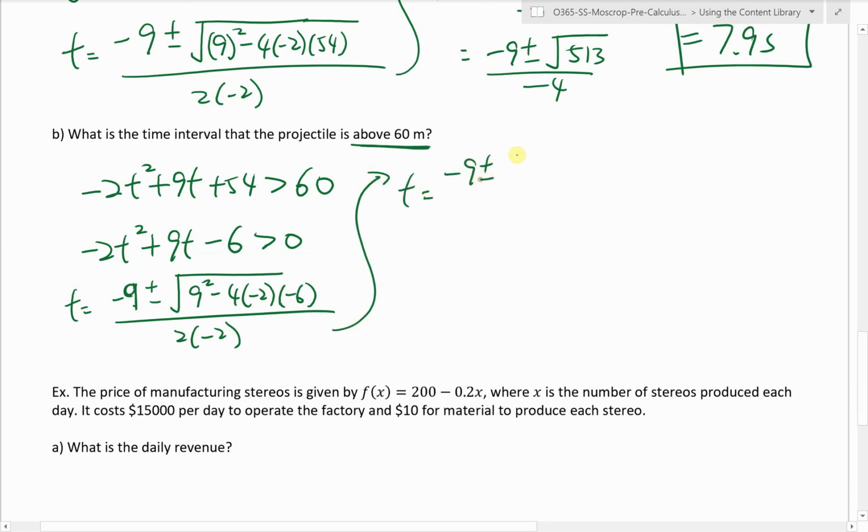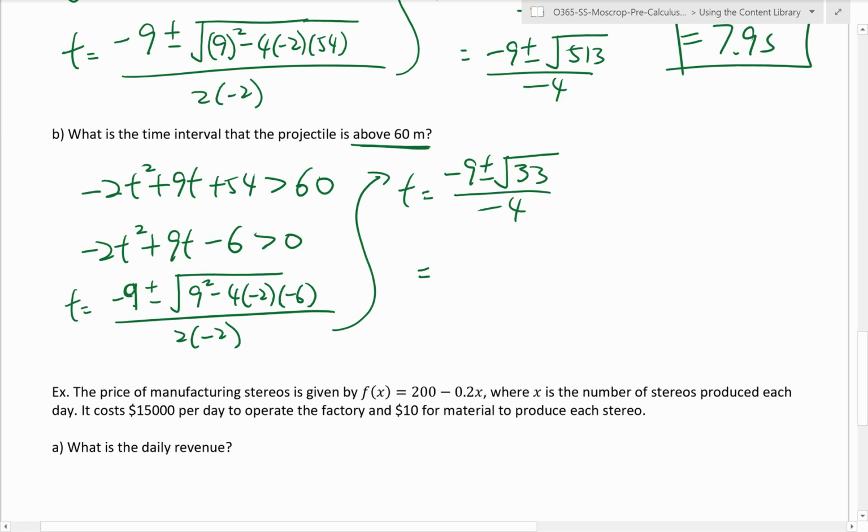Okay, I'm going to skip some steps. That's -9 plus minus the square root of 81. Actually, I'm not skipping any steps. 81 minus 48. Minus 48 is 33. Divided by -4. This time, actually, because root 33 is less than 9, so both plus and minus will give me a positive answer. So actually, we'll need to get both answers.